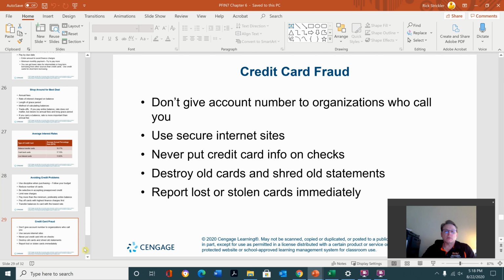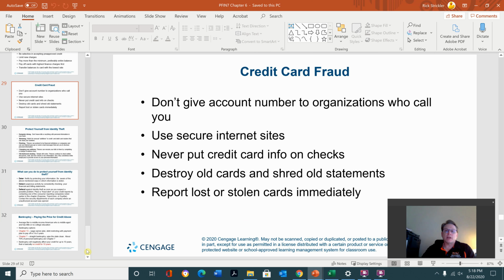Don't give account numbers. Be very careful about who gets your account number. Destroy your old cards and shred statements. Report lost or stolen cards immediately. I had a charge on my account from California, and I called my credit card immediately. Luckily, I saw it the day after it was charged, and they took it off. It was only $50, $60, something like that. But again, it could have been $500, and it could have really hurt my credit if I didn't find it.